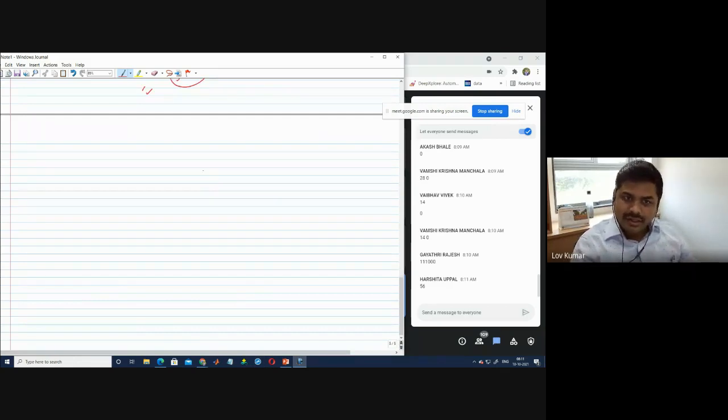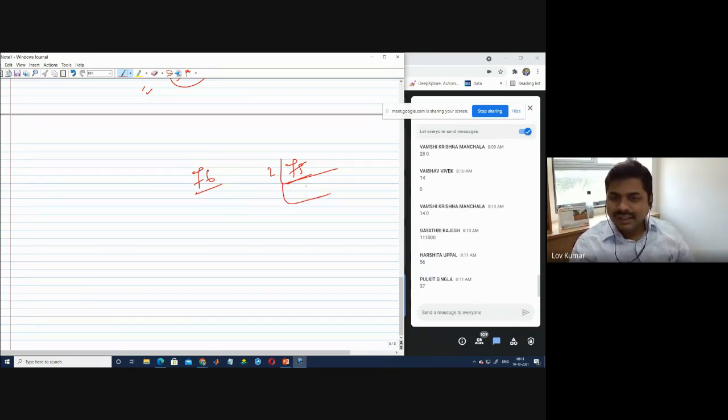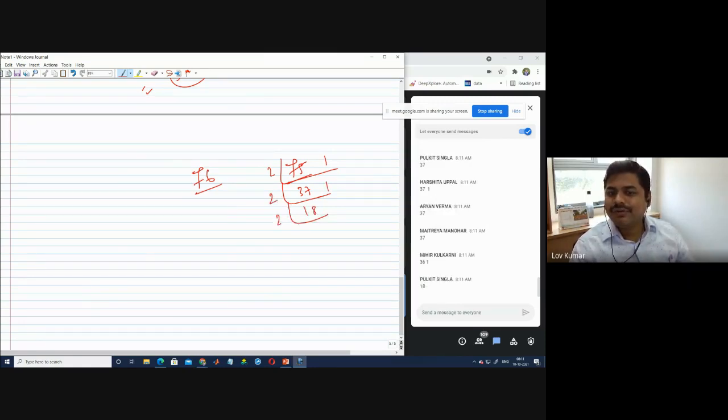Now we are going to convert 75. What is the procedure? First we divide it by 2. What is the quotient value if you divide 75 by 2? 37. What is the remainder? We have to write 1. Again, we divide by 2. What quotient value will we get? 18. Remainder? Again, we will divide it by 2.